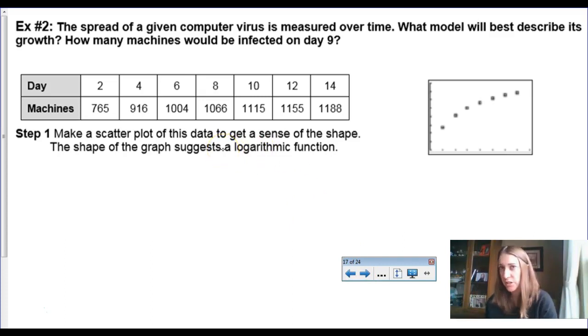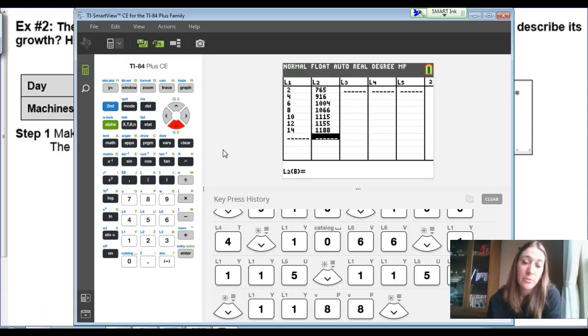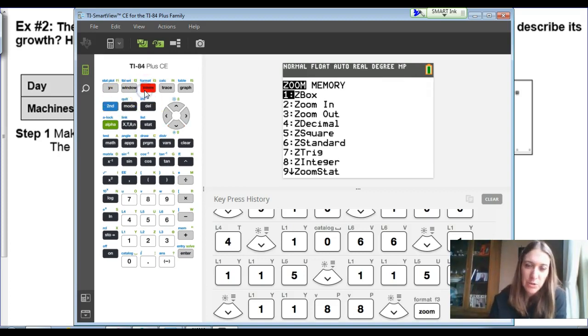So this particular question here, we're going to pause the video and we're all going to type our data into list 1 and list 2. So put the number of days in list 1 and the machines in list 2. All right, so we're back and we have our data in list 1 and list 2. And then it says, please make a scatter plot. Because of the way the graph is going to look, let's make a prediction of what we think is going to work. So make sure your y equals is cleared out and then zoom stat that baby.